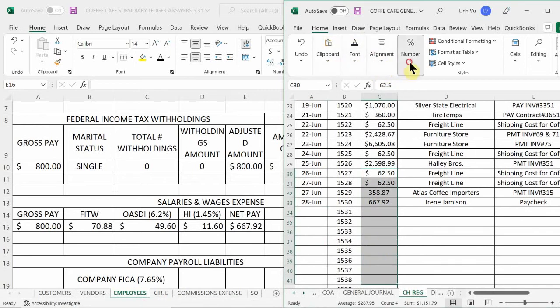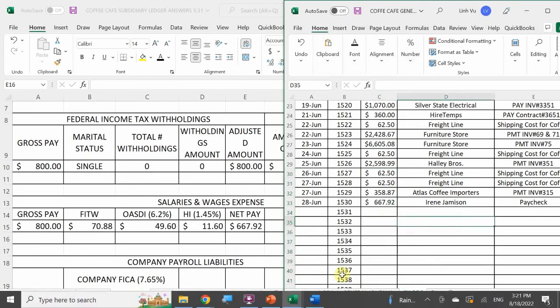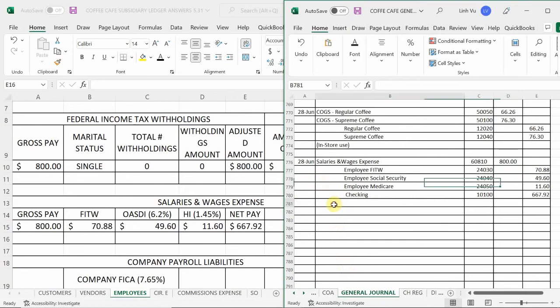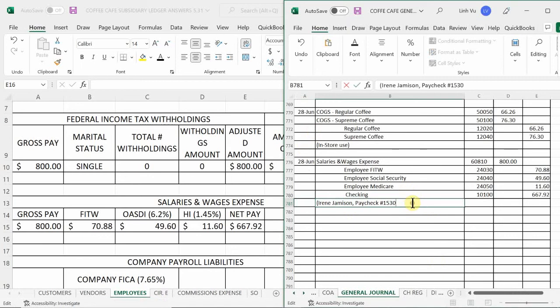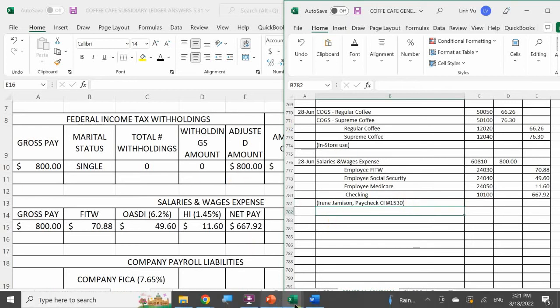Okay, so let me go ahead and format this real quick. We're going to cut her a check 1530. And in the notes, we put Irene Jameson, paycheck, check number 1530. All the other information is pretty much there. And then go to the general ledgers and put all of it.